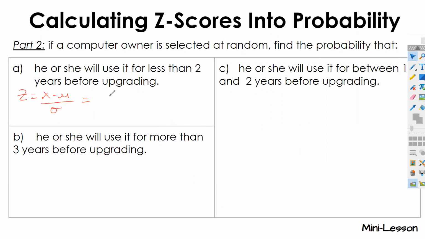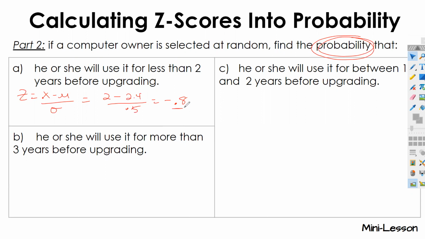And so we're going to do 2 minus 2.4, because that was our average on the last page, divided by 0.5. Okay, so we're going to get 2 minus 2.4 divided by 0.5. And that's going to give us negative 0.8. Okay, this has not found the probability. The question asked us to find the probability.